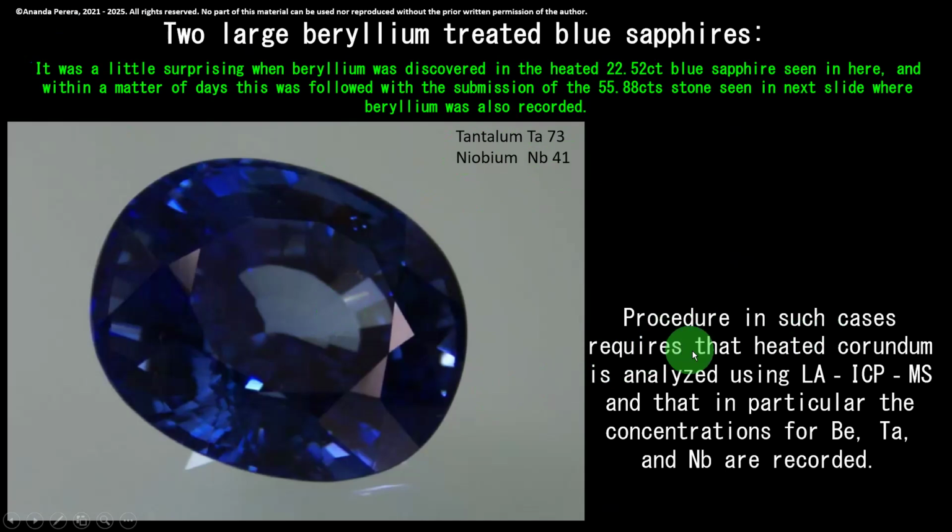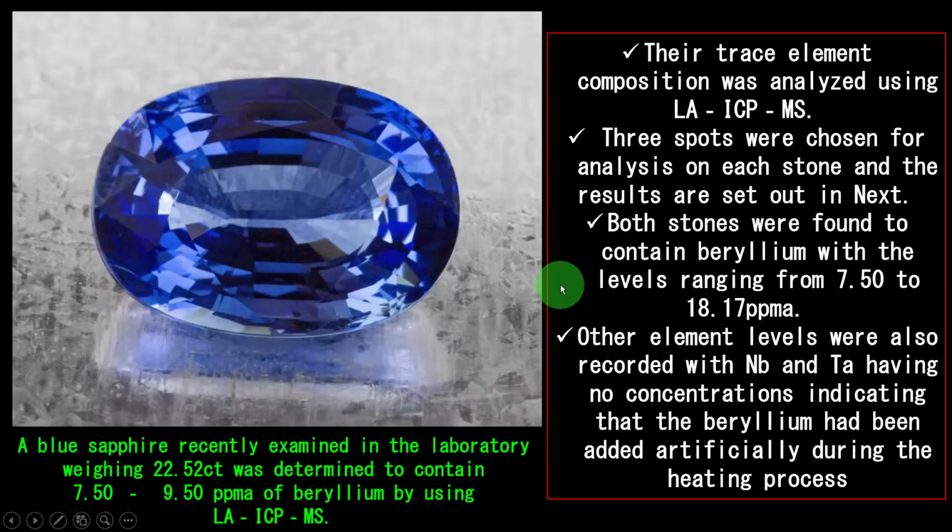Procedure in such cases requires that heated corundum is analyzed using LA-ICP-MS technology, and that in particular, the concentrations for beryllium, tantalum, and niobium are recorded. This is a big one. Their trace element composition was analyzed using LA-ICP-MS. 3 spots were chosen for analysis on each stone, and the results are set out next.